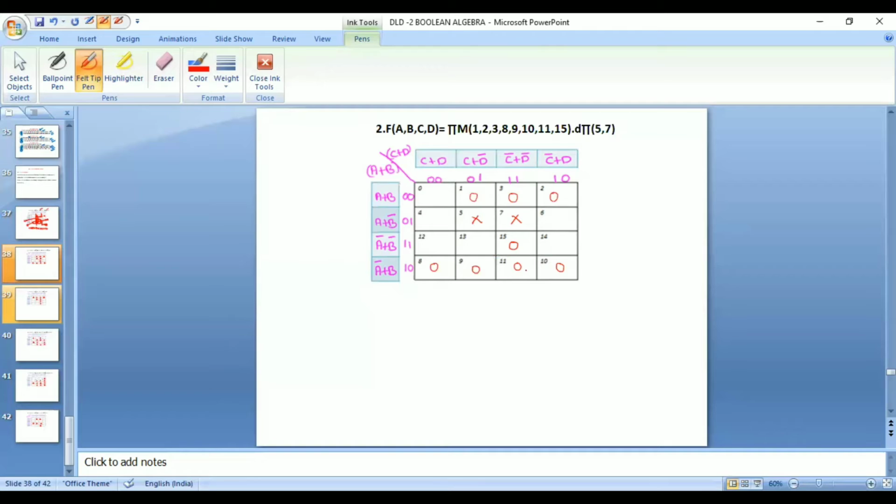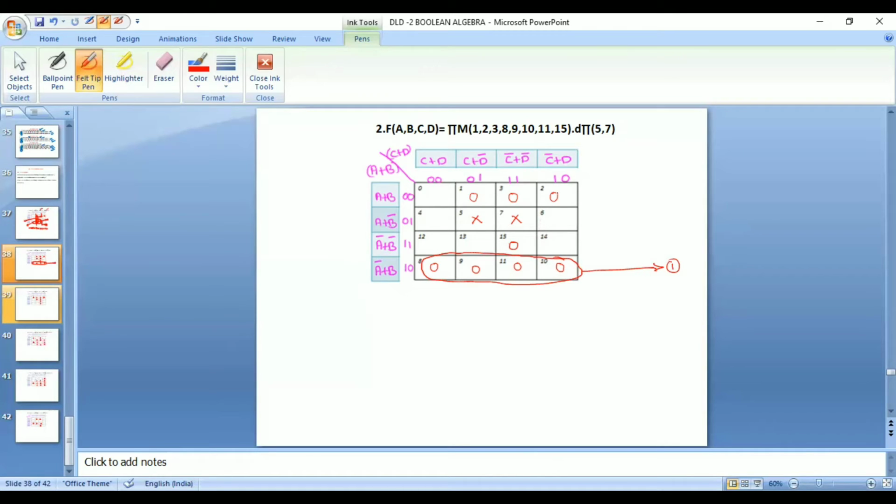First of all, the min terms which are far away from all the other min terms, we need to concentrate on. So this 8, particularly this 8, is far away from all the other min terms. So the best way to group this particular 8 min term is like this. This is the first one.